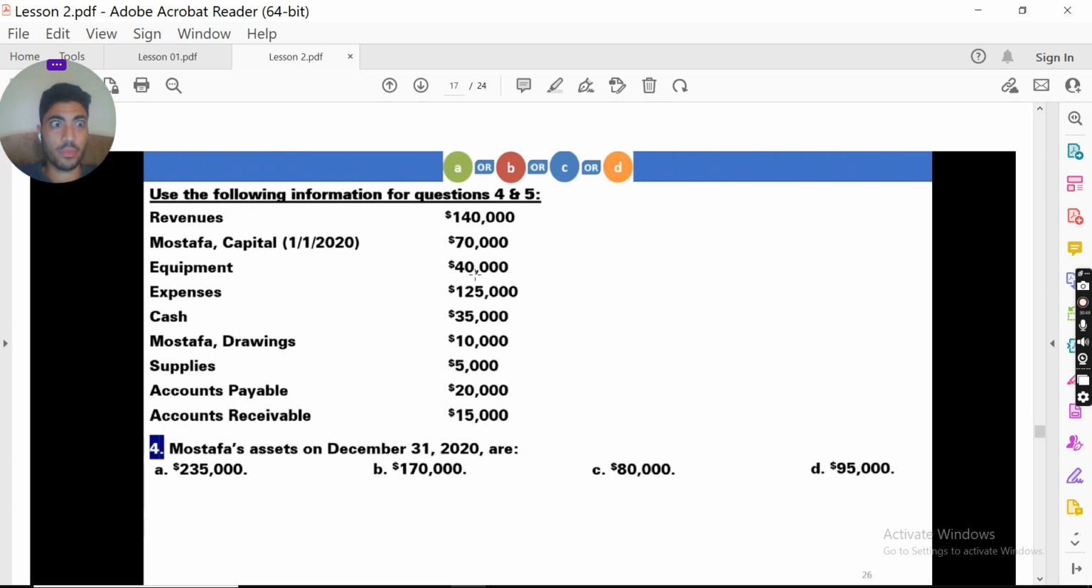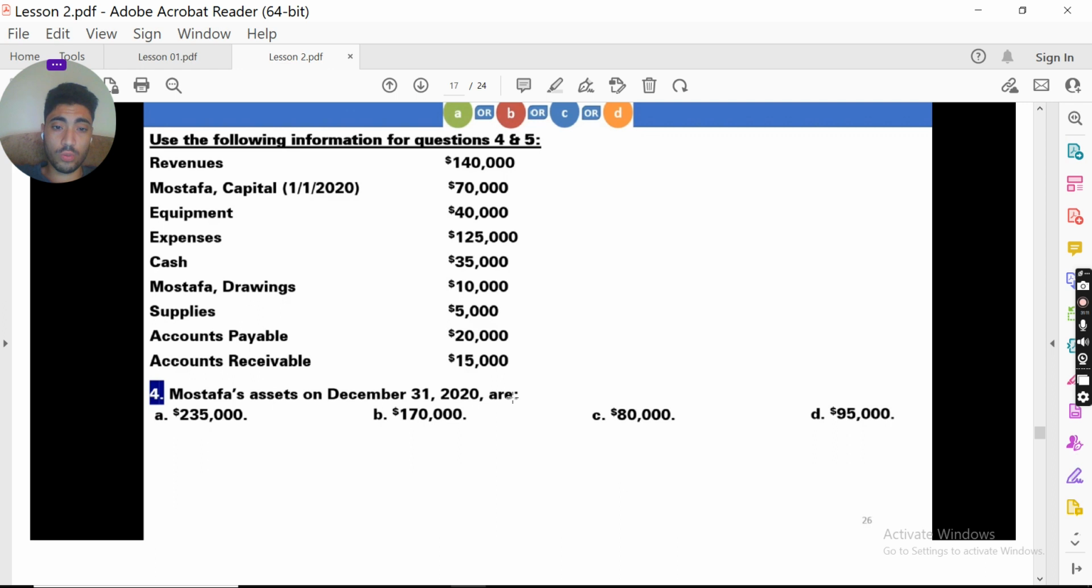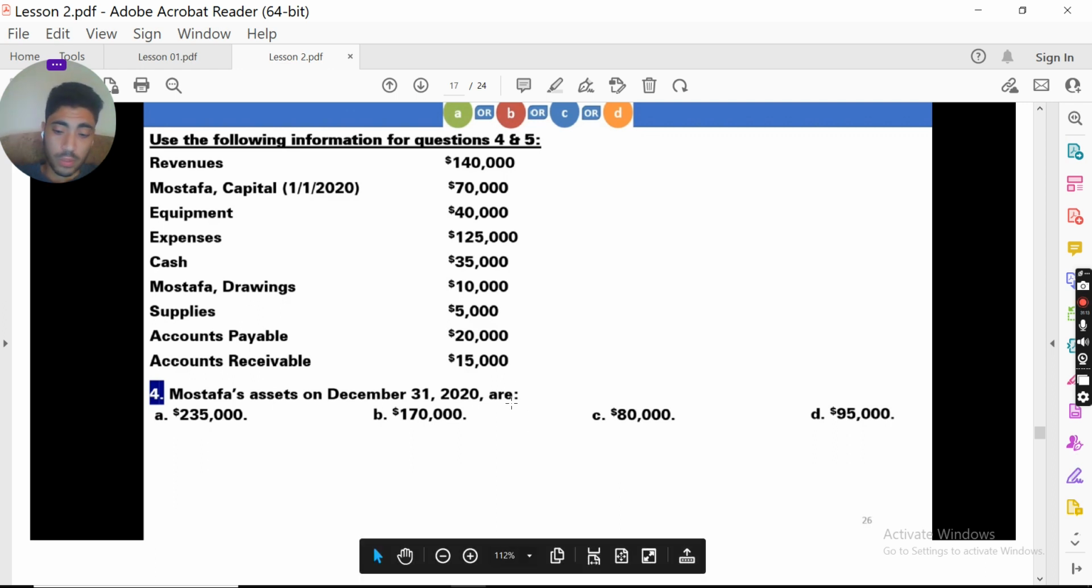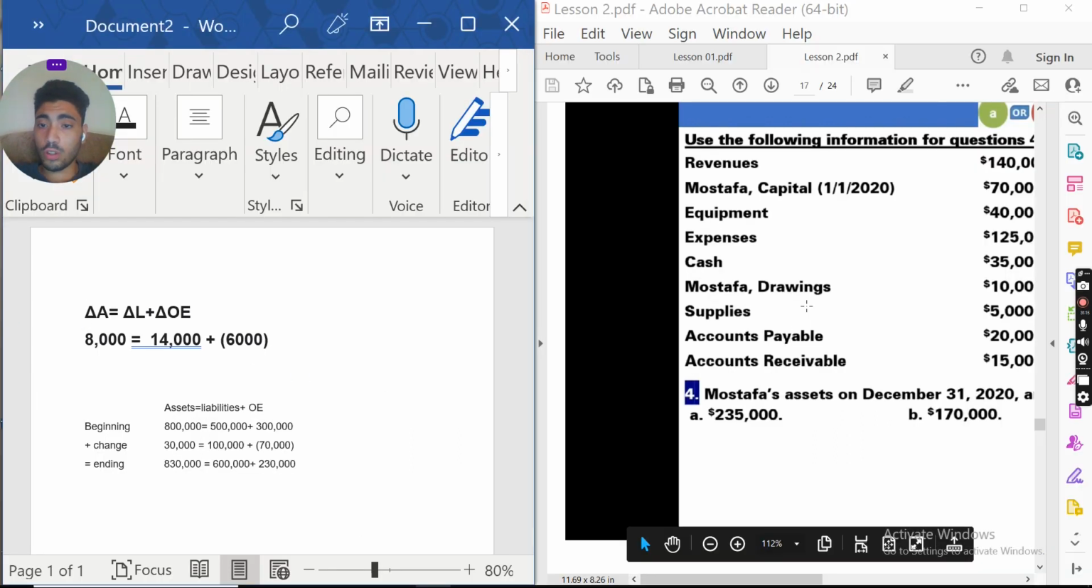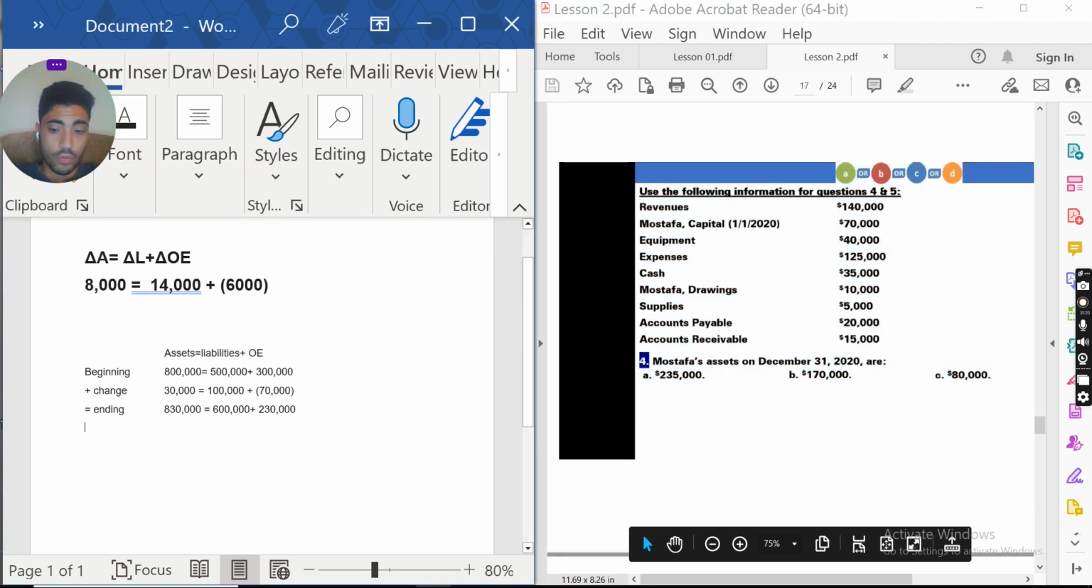We are getting deeper. Okay, that's questions 4 and 5. Use the following information for questions 4 and 5. We have here revenues 140,000, Mustafa capital 1/1/2020 70,000, equipment, expenses, cash, Mustafa drawings, supplies, accounts payable, and accounts receivable. And here he requests Mustafa's assets on December 31, 2020. Okay, let's try to solve this together.